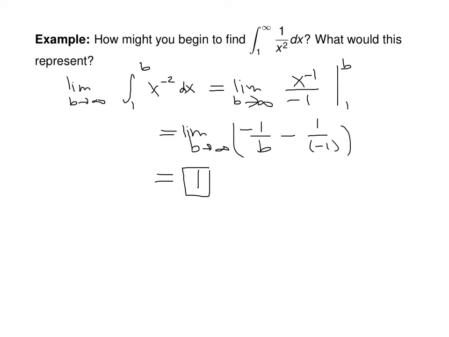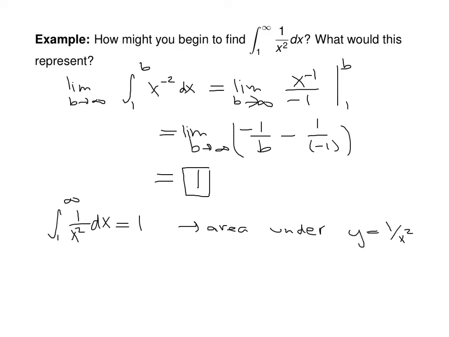So what that tells us is that the integral from 1 to infinity, 1 over x squared dx, is equal to 1. And what that means is that the area under the curve y equals 1 over x squared on the interval 1 to infinity is 1. So even though you plug in infinitely large values, this thing gets small enough that the value of that area is actually 1.